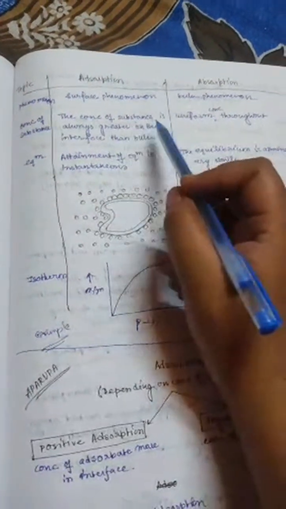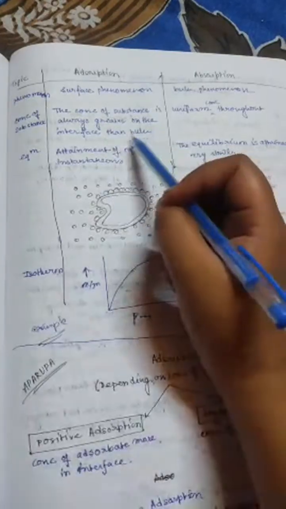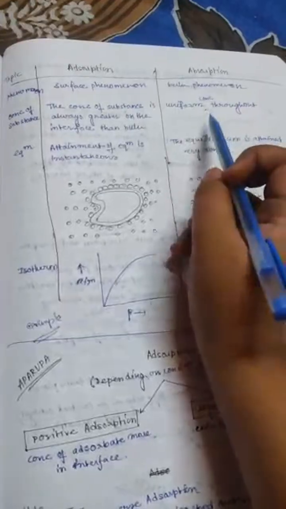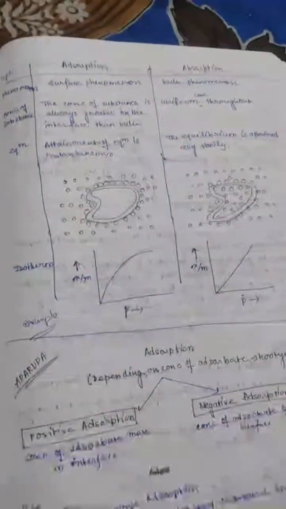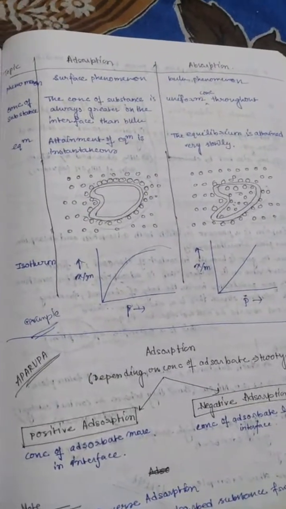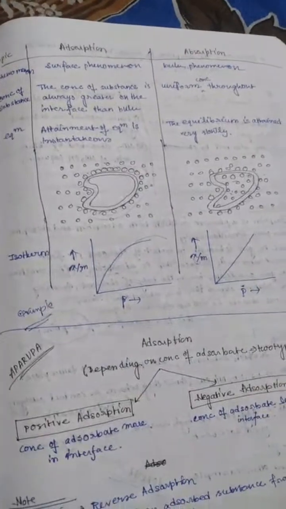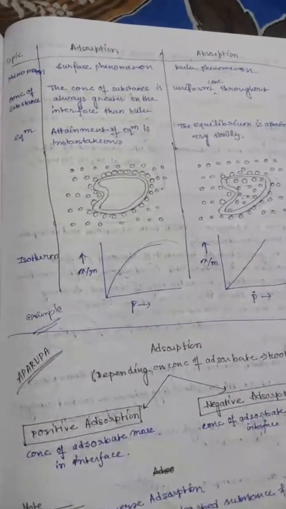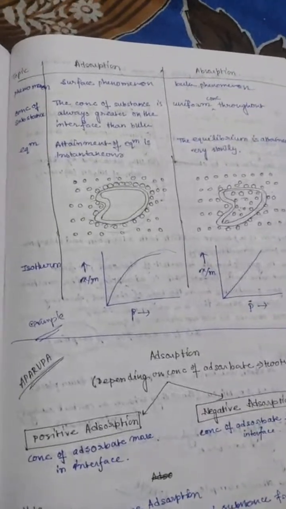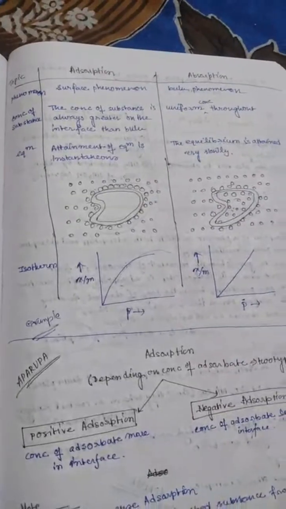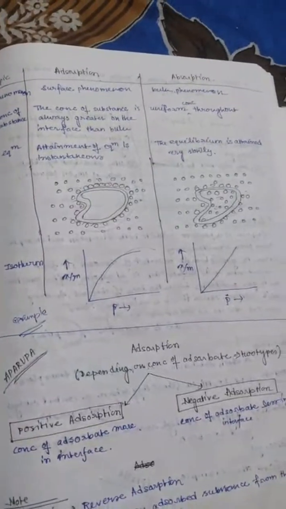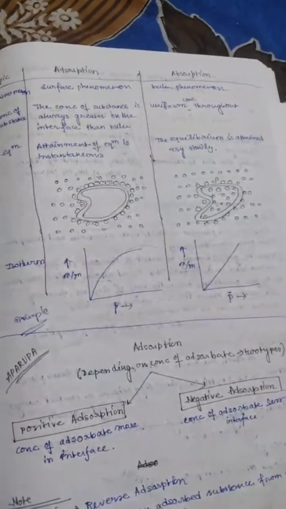Adsorption, the concentration of substance is always greater on the interface than the bulk, and absorption, that is the uniform distribution of solute can be there. Okay, and adsorption, that is attainment of equilibrium, is instantaneous. Always remember, adsorption কি হয়, তোমার ইকুইলিব্রিয়াম খুব তাড়াতাড়ি এস্টাবলিশ হয়। In adsorption, the equilibrium that should be attained very instantaneously, but in absorption the equilibrium is not attained instantaneously, that is the process of equilibrium in which that should be slow.